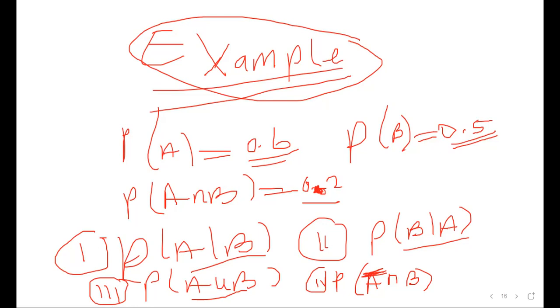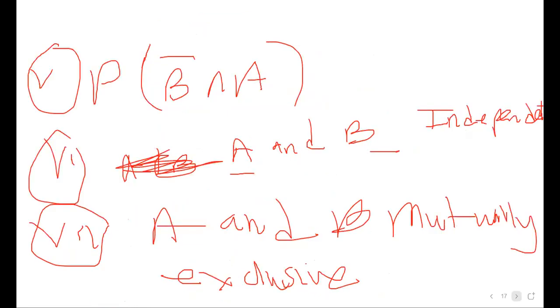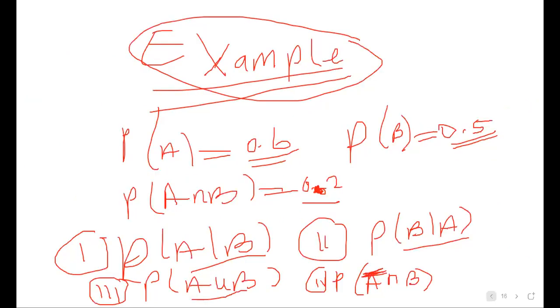What about the other one, B complement intersection A? It's the probability of A minus the probability of A intersection B. So the probability of A is 0.6 minus the intersection of 0.2. The answer is 0.4.